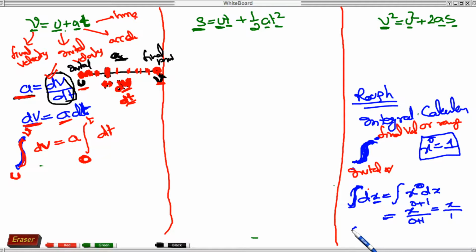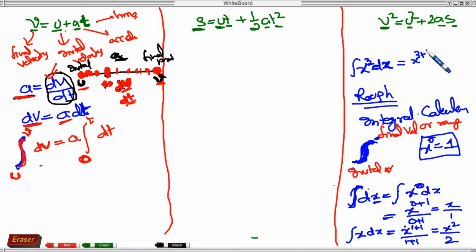Suppose it's the integration of x dx, how is this done? The power is 1, so 1 plus 1 over 1 plus 1, which equals x square over 2. Suppose the integral of x cube dx is written. The power is 3, so x to the power 3 plus 1 over 3 plus 1. For the time being, this is how you should remember integration is done.